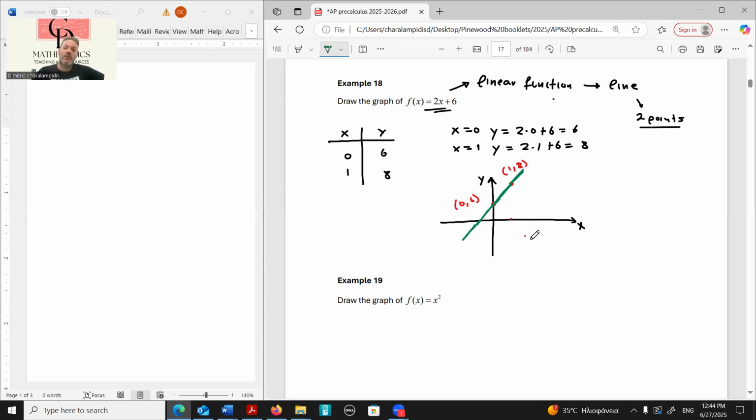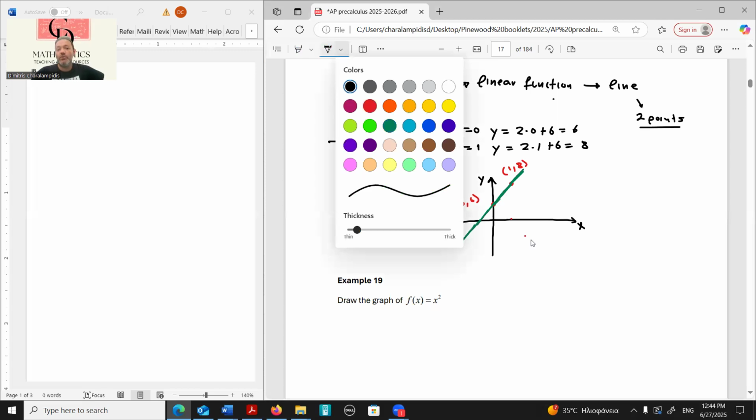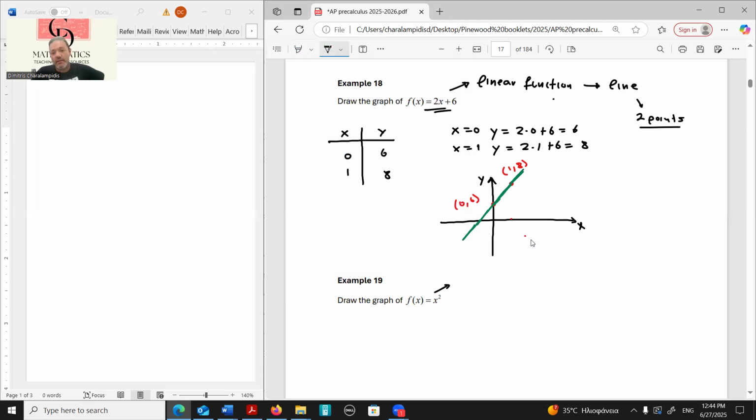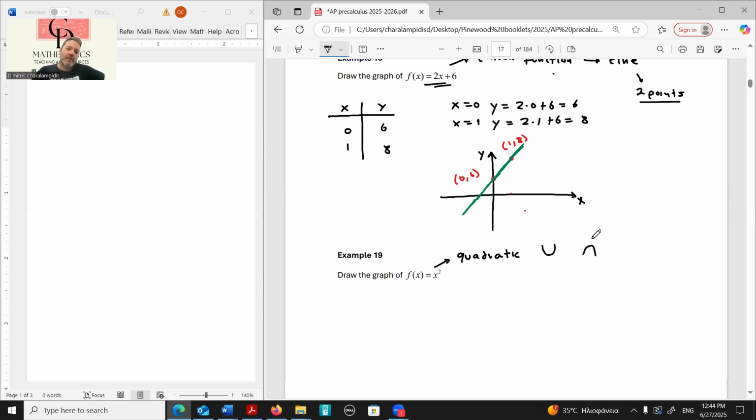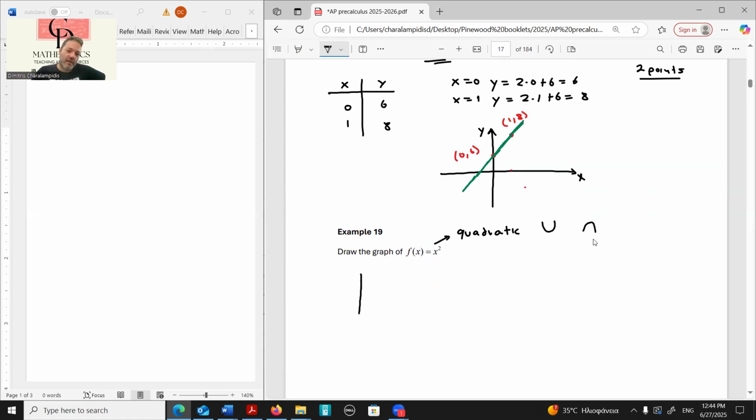And the second example, draw the graph of f of x equals x squared. We do recognize that this is a quadratic. We expect it to be either a U shape or an upside down U shape. Actually, although we should know that by heart, let's see how we could draw that. I will create already the set of axes, x and y. And here I will create a table of values, x and y. I will assign values, and I will assign symmetrical values around 0.